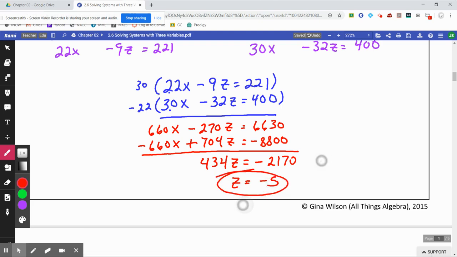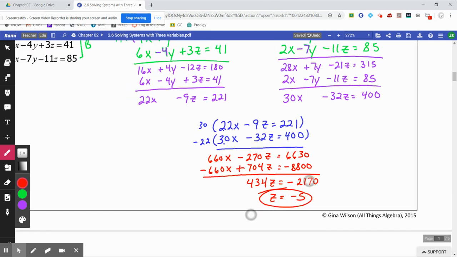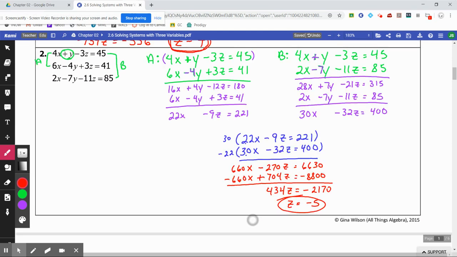Now that you know your z value, let's go back and let's try to find the other values. Go back to the original. Notice the originals have x's, y's, and z's. However, we want to take it a step at a time. Go back to just these, your equation A and your equation B. Let's plug that -5 into one of those because those don't have x's, y's, and z's. They only have 2 variables. So when I plug that z value in for one of these z's, that's going to tell me what my x is. So I'll take, and either one of them is fine, I'll take this one.